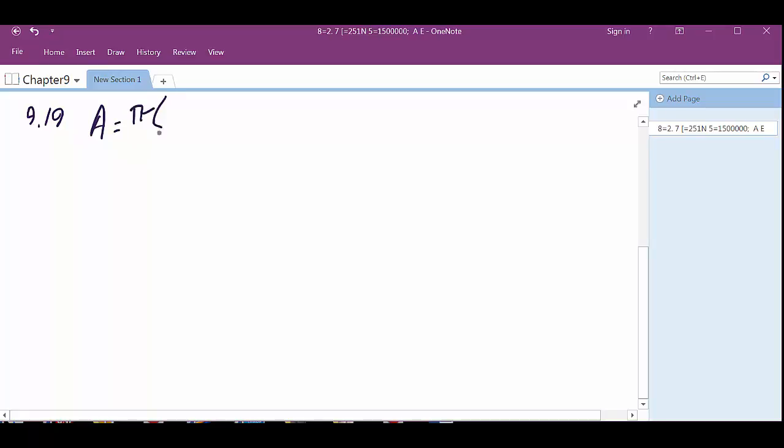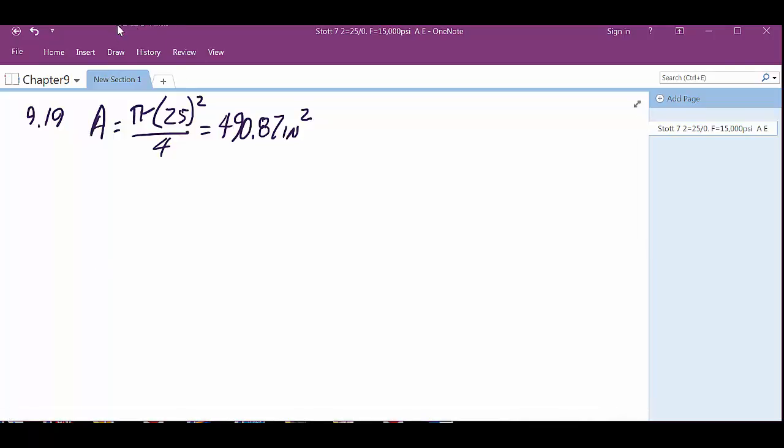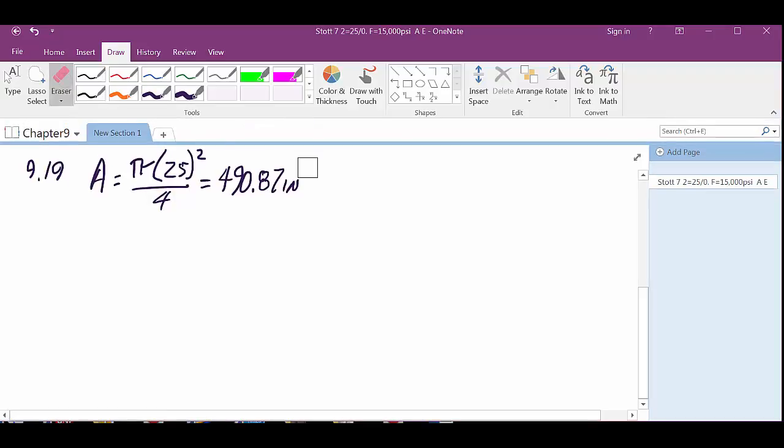Pi times the diameter, 25 squared divided by 4. Probably got that memorized by now, don't you? 490.87, or you could say 490. That's a case where if you're doing this at home on that test, you might have just said 491, and it would be fine. I said 490.87. We're going to come up with different answers. Oh, well, we definitely would come up with different answers then, wouldn't we? Thank you. 490.87 millimeters squared.